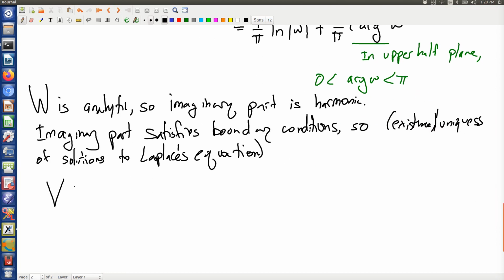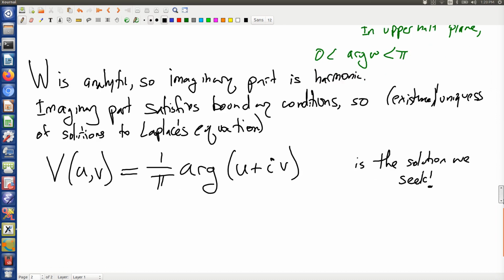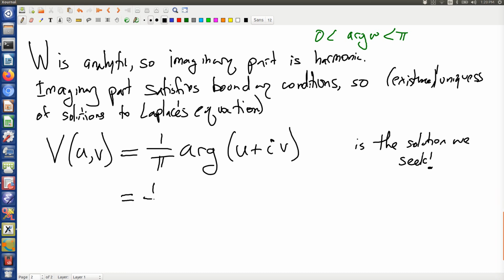So V of U and V equals 1 over pi times the argument of W, where W is U plus iV. This is the solution we seek. Of course, we can rewrite this as the arctangent of V over U, under the appropriate branch choice for the arctangent.